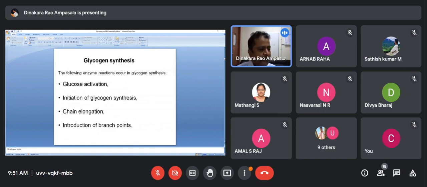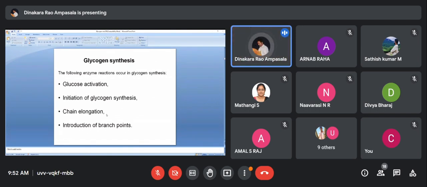Okay, so now we are going to see glycogen synthesis. The following enzyme reactions occur in glycogen synthesis. First one is glucose activation. When glucose levels are high, glucose needs to be converted to glycogen. For this process, glucose needs to get activated. Once glucose is activated, initiation of glycogen synthesis occurs. Once glycogen synthesis is started, chain elongation follows.